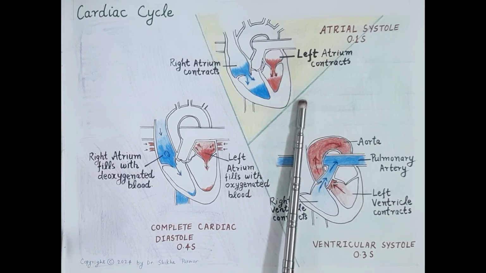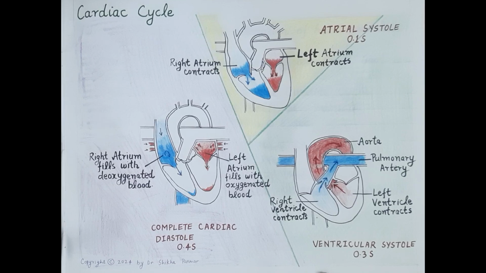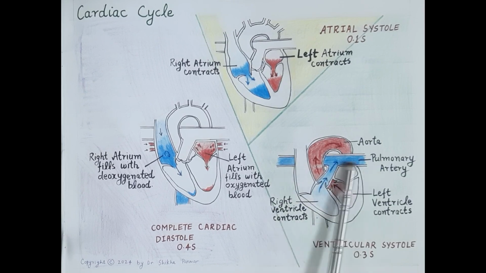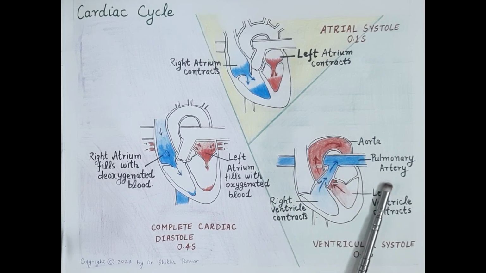Now, this atrial systole is followed by the ventricular systole. Now, ventricular systole means the contraction of ventricles. Now, during this phase, these atrioventricular valves close. Now, contraction of the right ventricle pumps the deoxygenated blood into the pulmonary arteries. And pulmonary arteries carry this deoxygenated blood to the lungs for oxygenation.